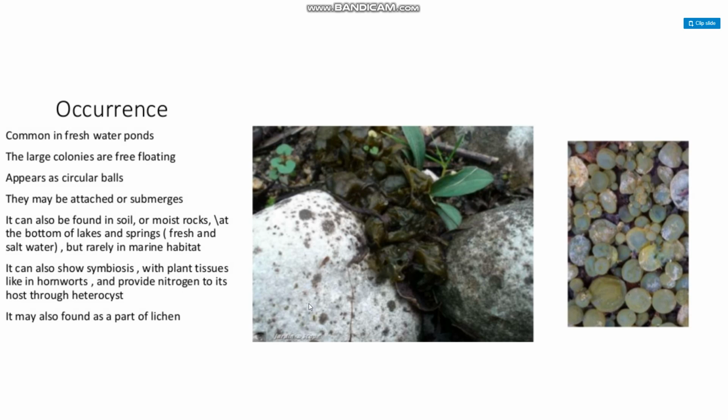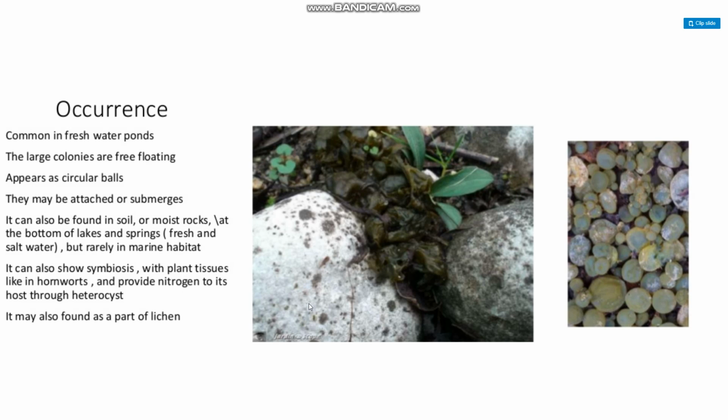Occurrence. It is common in freshwater ponds. The large colonies are free floating and appear as circular balls. They may be attached or submerged. It can also be found in soil and on moist rock at the bottom of lakes and springs, in fresh and salt water, but rarely in marine habitats.